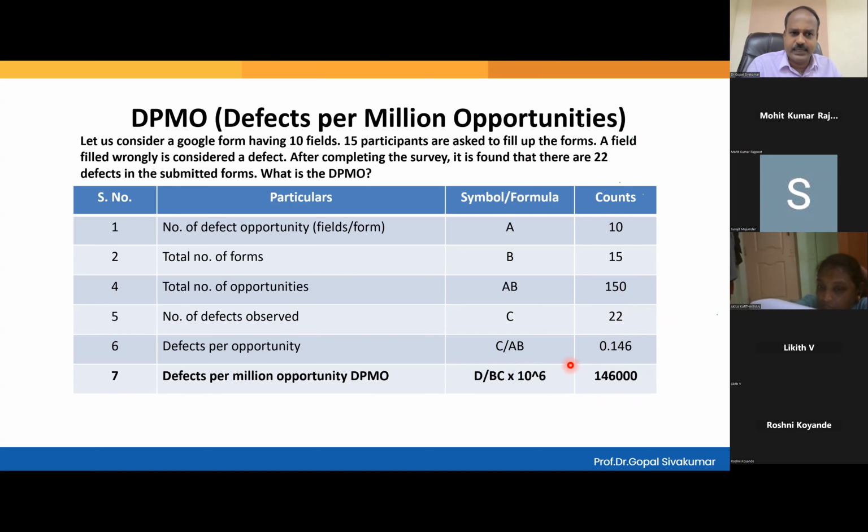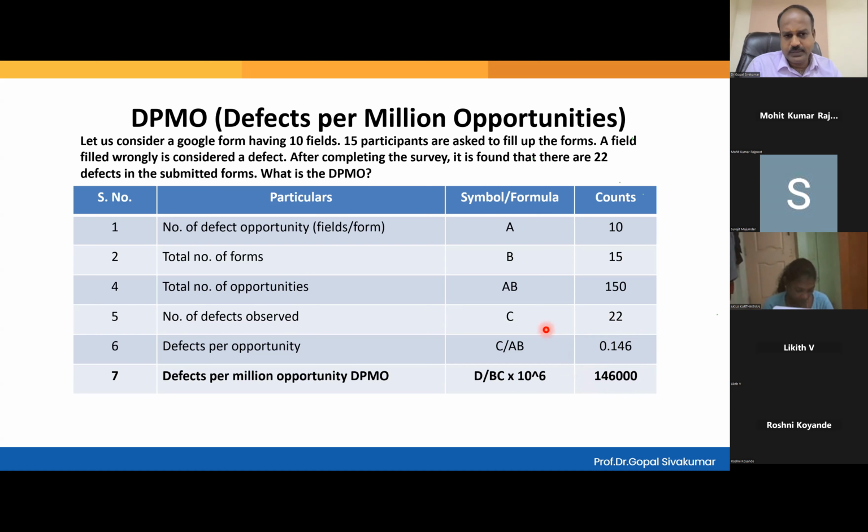You open my sigma level calculator. I gave the sigma level calculator. Am I right? I gave that Excel file, yes or no? You open that file, substitute 1,46,000, then sigma level will be revealed to you.